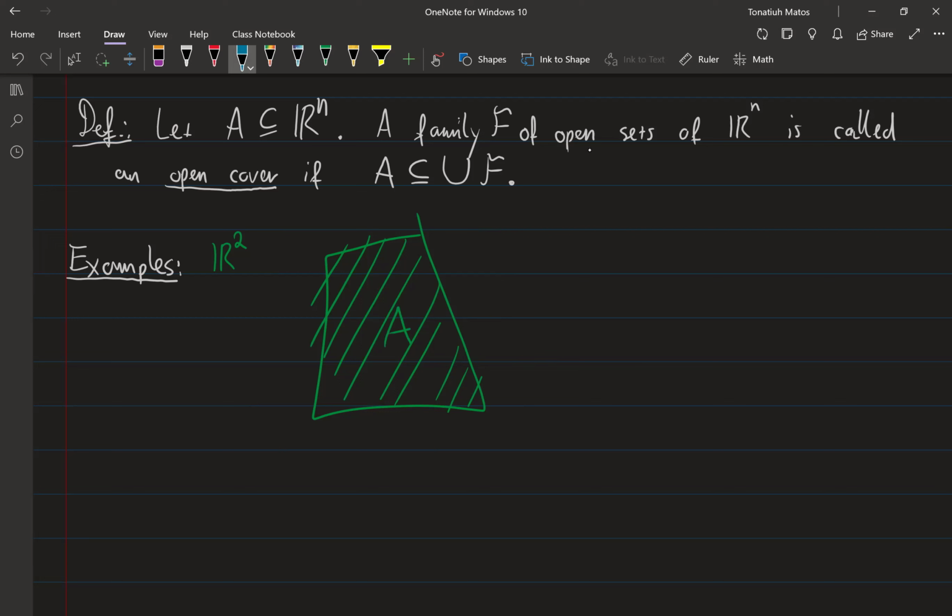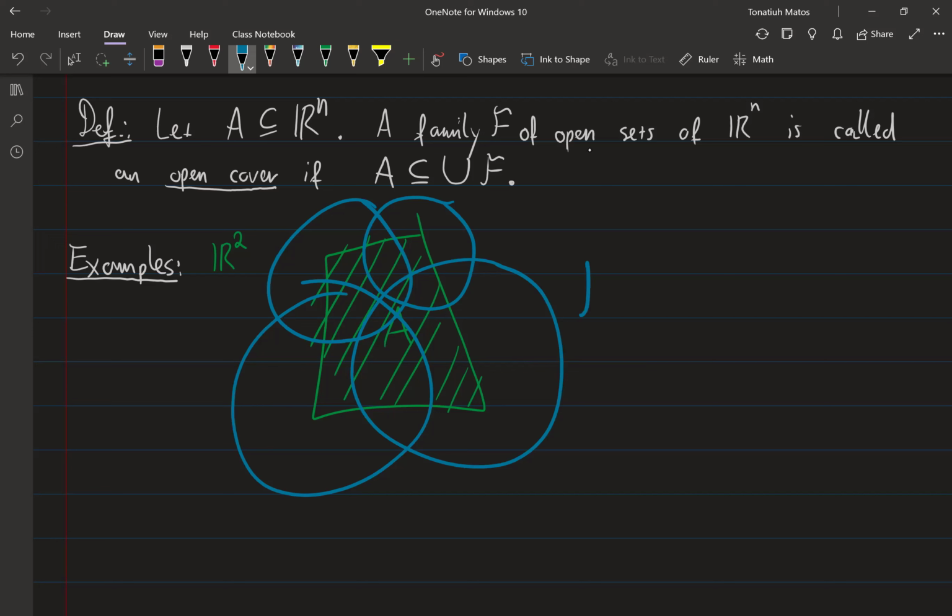So this is the set A, and then a cover is anything that just covers the entire thing. It leaves no gaps. This is F, right? So this is an open cover.